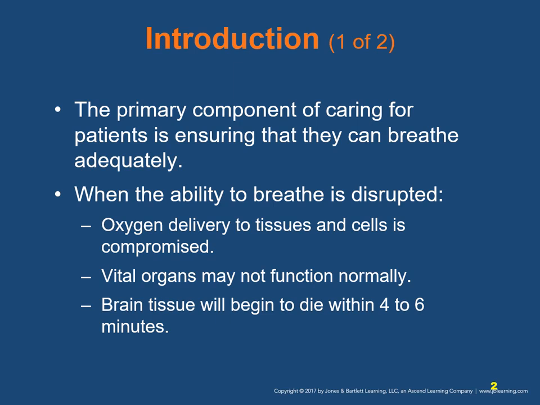The single most important step in caring for patients is to address life threats, and a primary component of that step is to ensure that they can breathe adequately. When the ability to breathe is interrupted, oxygen delivery to tissues and cells is compromised. Cells require a consistent supply of oxygen to survive. Within seconds of being deprived of oxygen, vital organs such as the heart and brain may not be functioning normally. Brain tissue will begin to die within 4 to 6 minutes without oxygen.